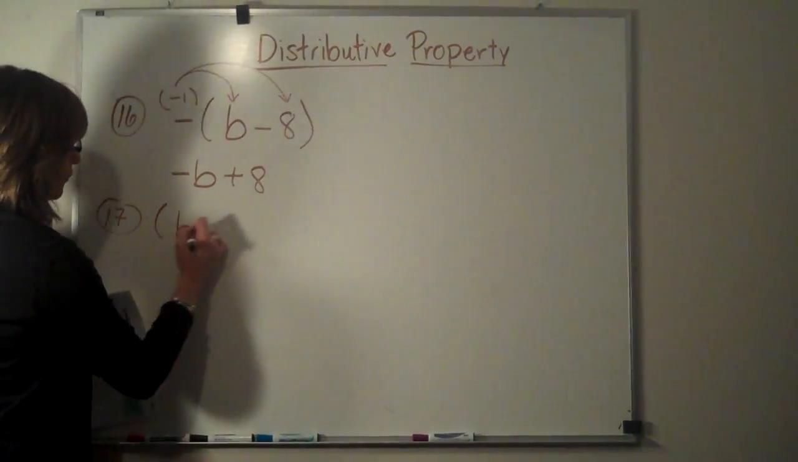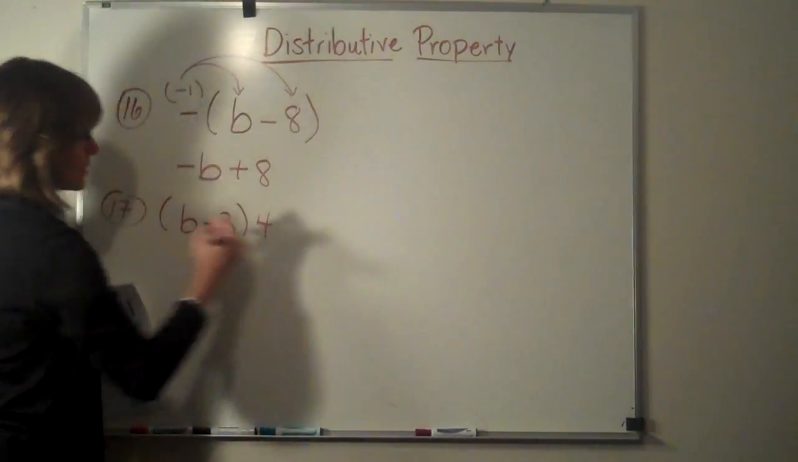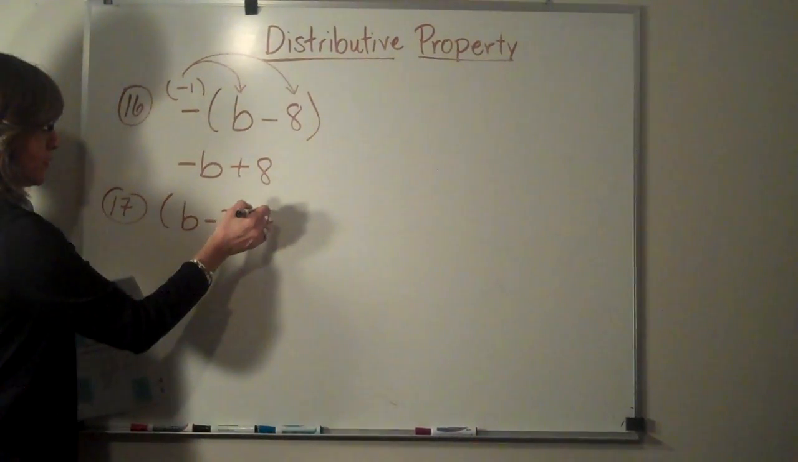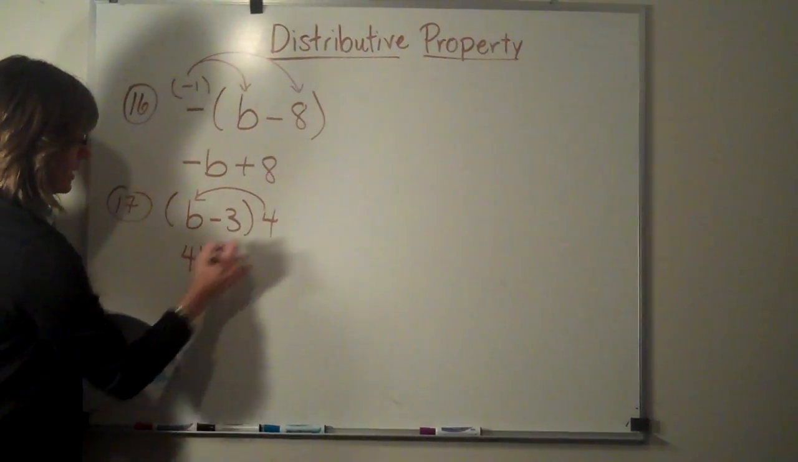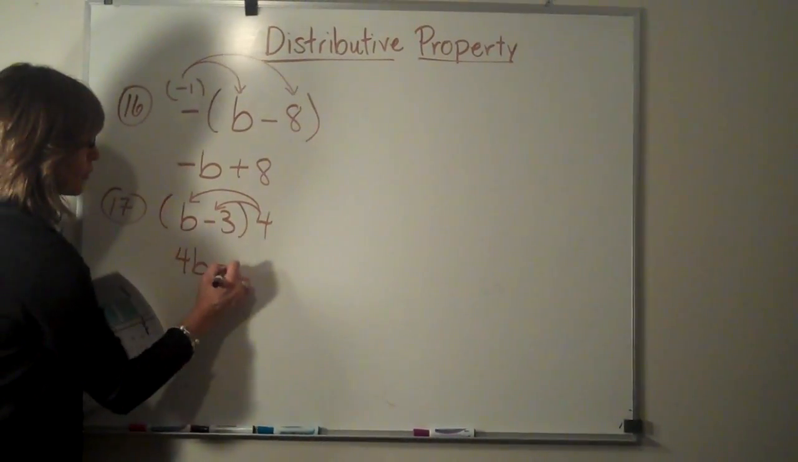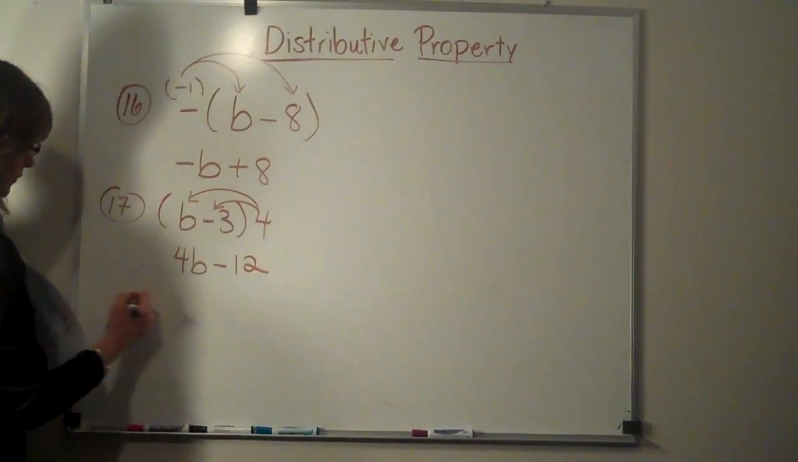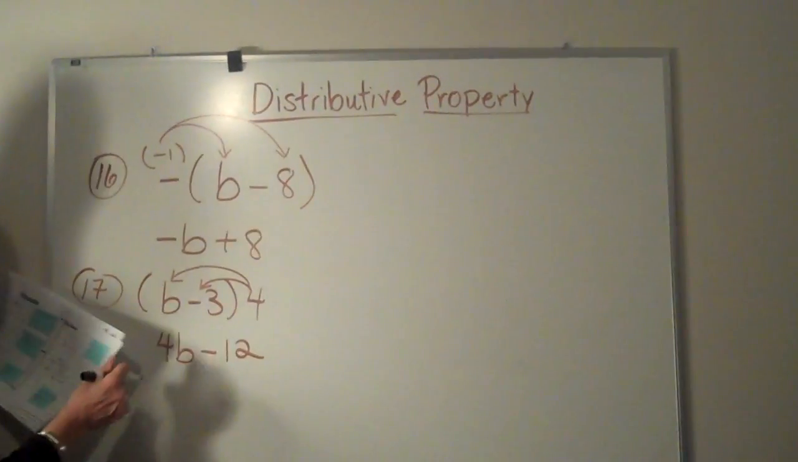Now I'm putting the 4 after the parentheses. Don't get confused. It's 4 times b is 4b. 4 times negative 3 is negative 12. Number 18.